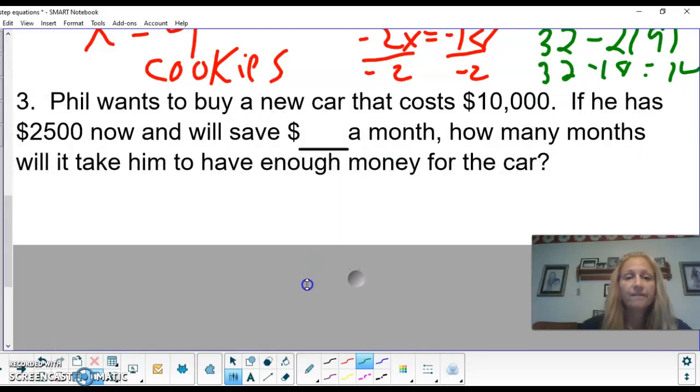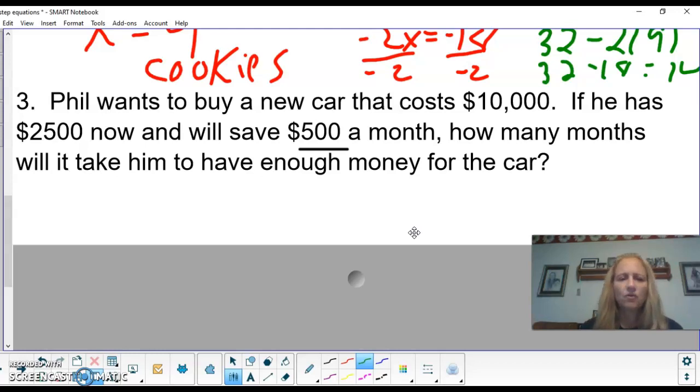Phil wants to buy a new car that costs $10,000. That's pretty cheap for a new car, guys. If he has $2,500 now, and he's going to save $500 a month, how many months will it take him to have enough money for the car?